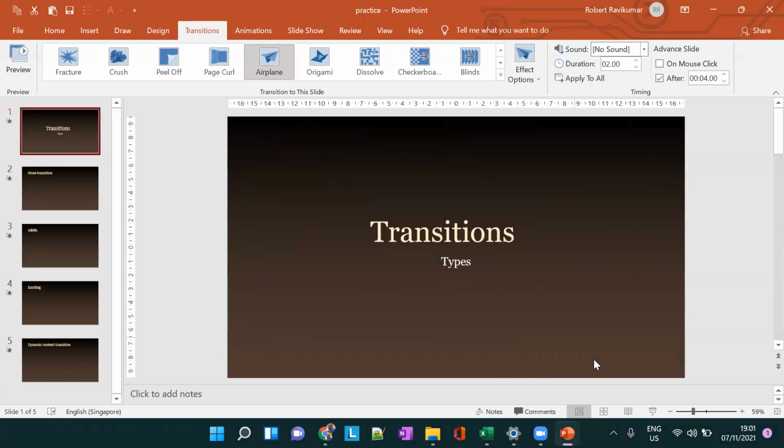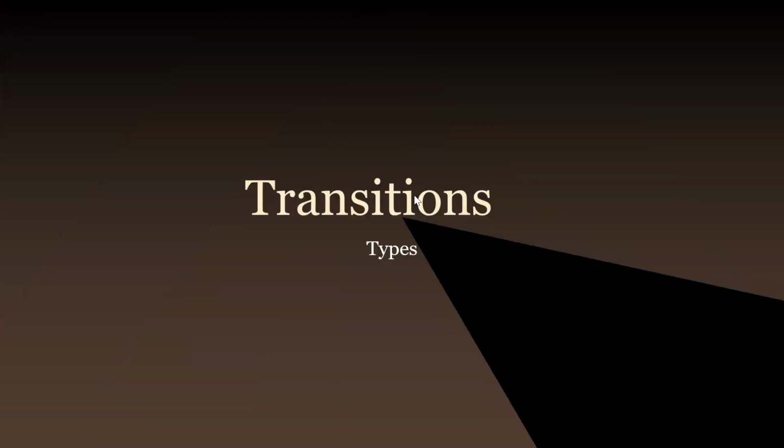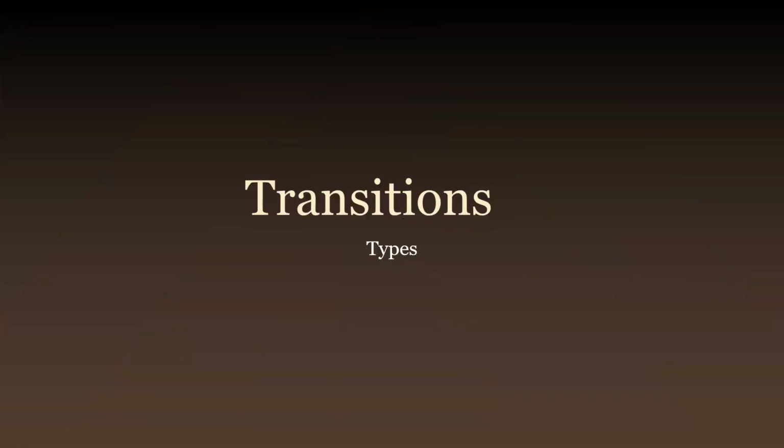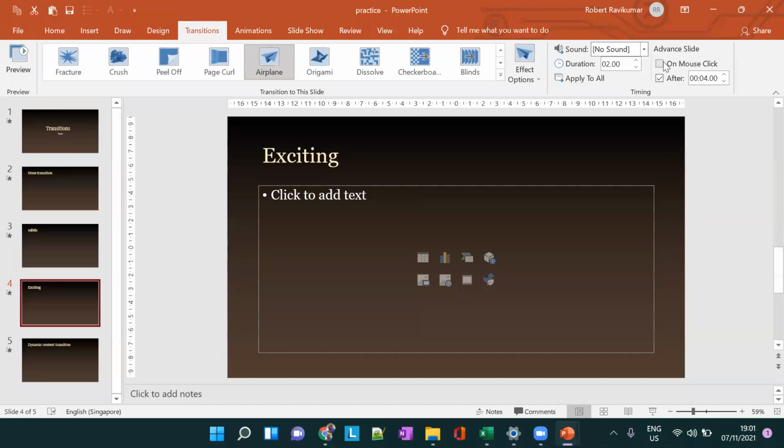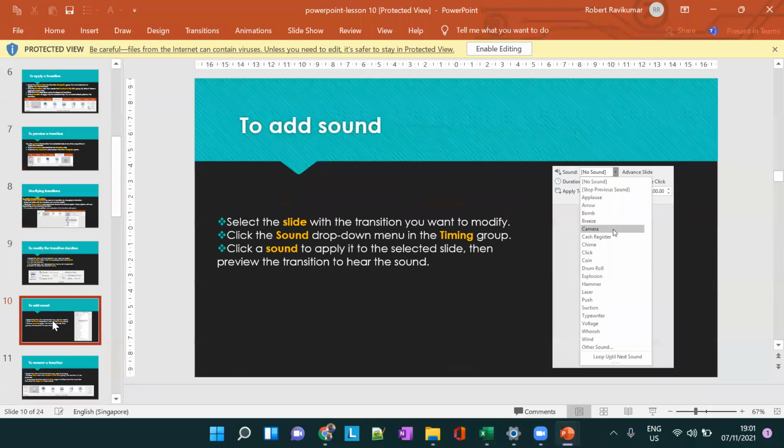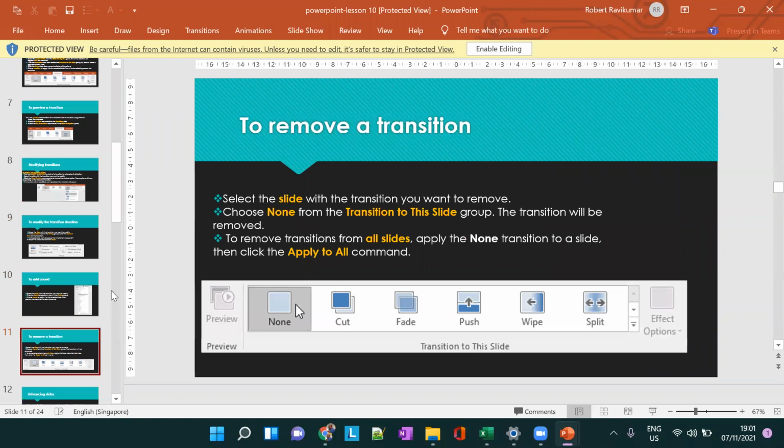This is going to happen automatically. Now I'm not choosing anything. I'm not clicking anything, but even after 4 seconds, 1, 2, 3, 4, this airplane flies automatically. After 4 seconds, the slide transition happens automatically. It happened because we chose after 4 seconds. This is how the other options work here, like adding sound and removing a transition.